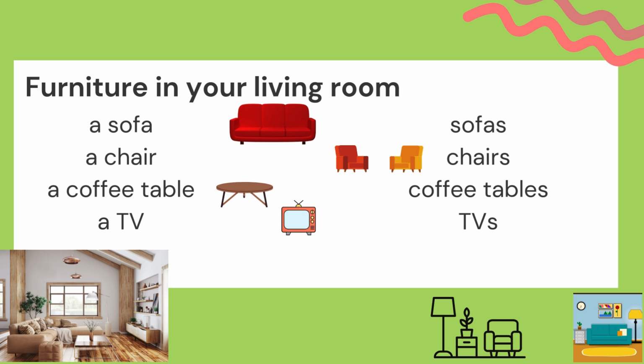In your living room, you probably have a sofa. Maybe you have two sofas. Maybe you have a chair, or maybe two or three or four chairs. Add the S. A coffee table or coffee tables, a TV, and it would be very strange to have more than one TV in your living room. But the plural of TV is TVs, and plural means more than one.